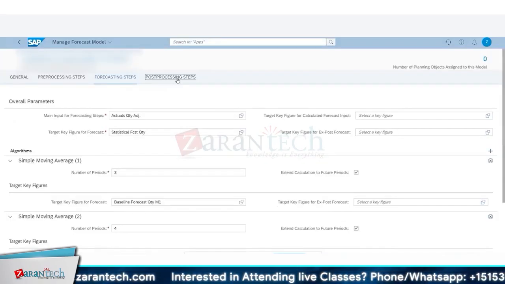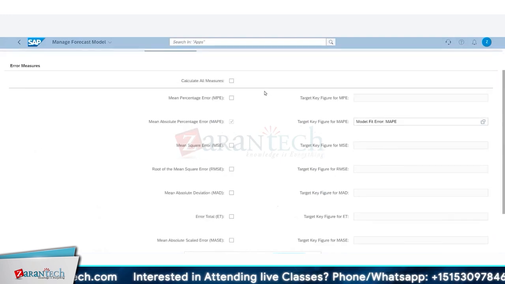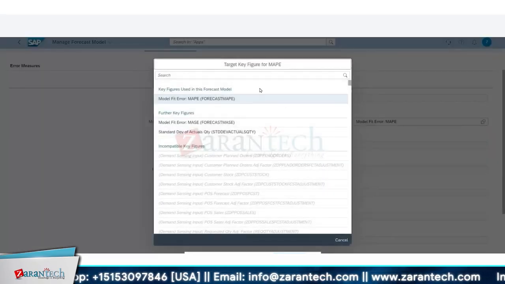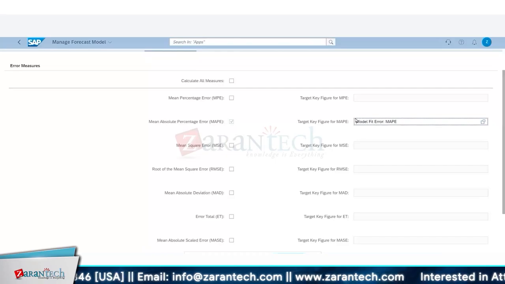Okay. Once you are done with this, then you go to the post processing step. So here you have to select what all error measures you want to see as an output. Okay. So I clicked on mean absolute percentage error. So you can click on that. And if you want this to be reflected, then you see target key figure for MAPE, and you have to select some of these tabs. Okay, but we have not added that tab in the report, but you can select model fit error MAPE. We'll see if it is available.